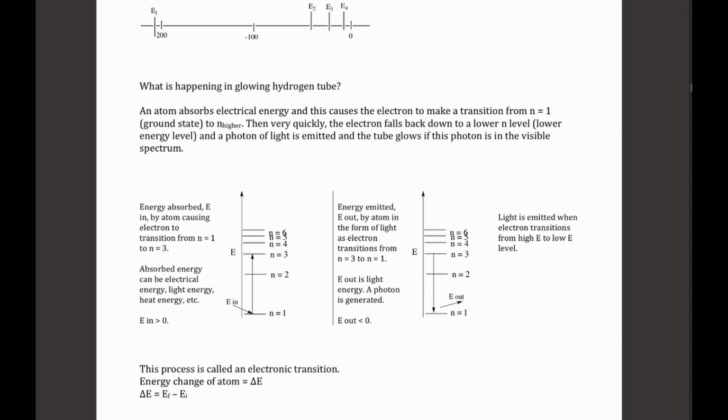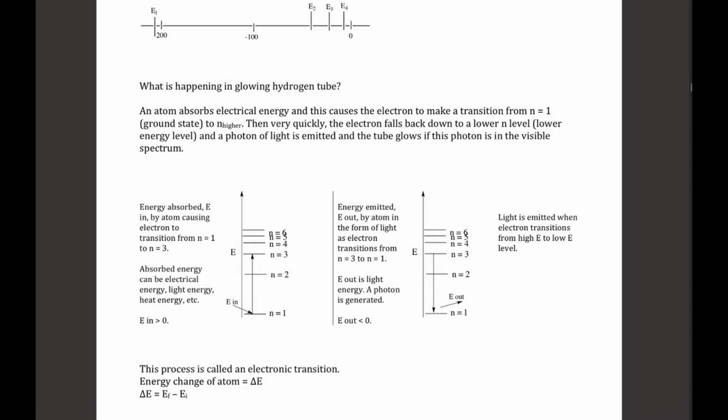When we have energy leaving the atom, the energy of the atom has gone down. When we have energy going into the atom, the energy of the atom has gone up. So that's what I mean by this E out and E in, greater than, less than 0. Light is absorbed when the electron moves from a low level to a high level. Light is emitted when the electron transitions from a high energy level to a lower one.